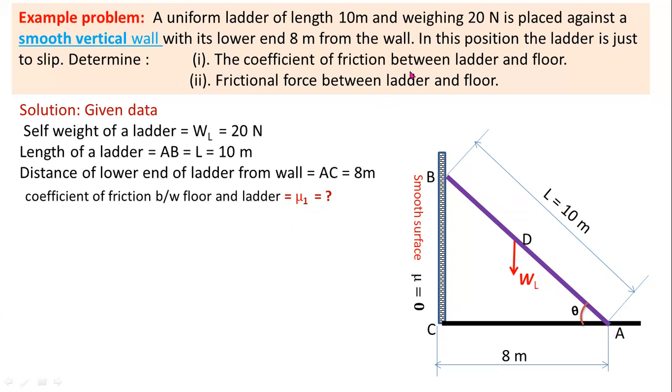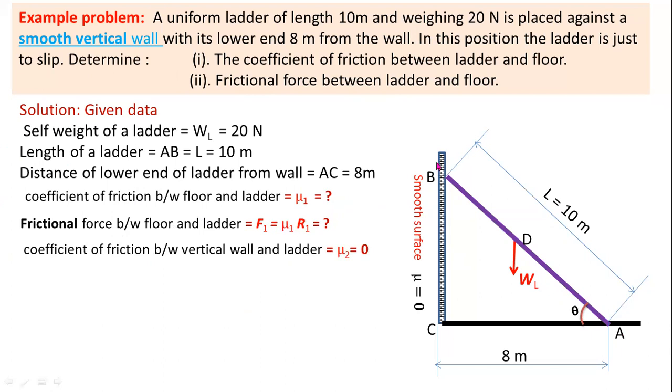In case 1, you have to determine the coefficient of friction between the ladder and floor, that is mu1. And in the second case, you have to determine the friction force between the ladder and the floor, that is F1 equal to mu1 R1. These two are the unknowns we have to determine in this problem.